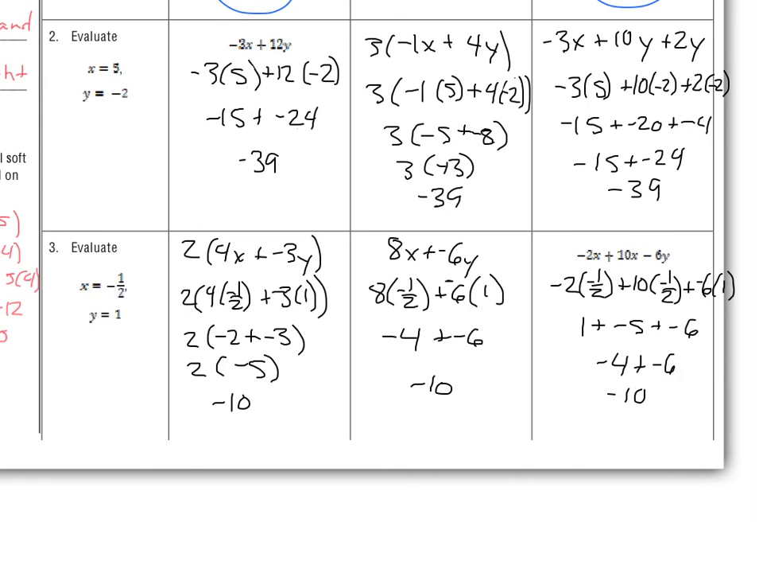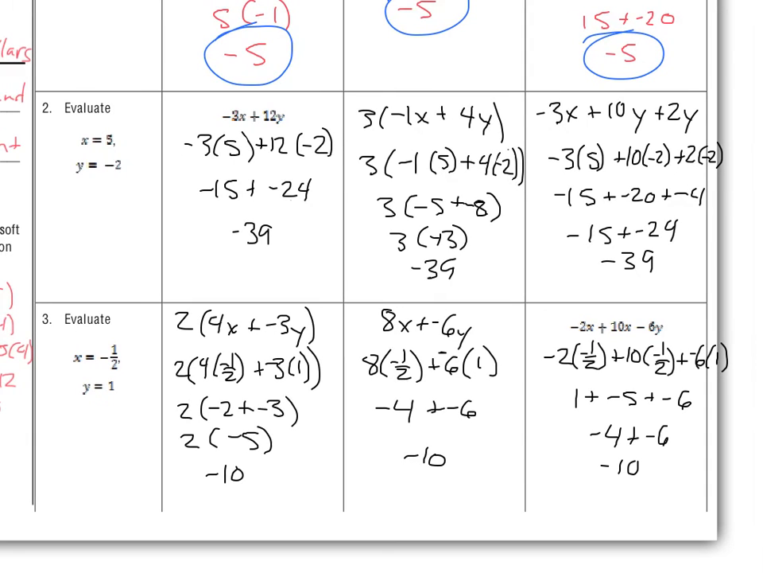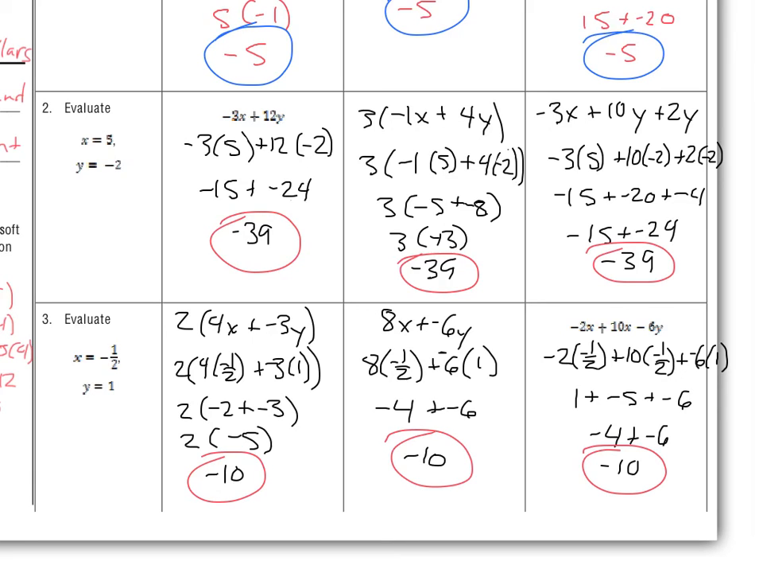So looking here, we have our final work. We should simplify all of these to get negative 39. All of these simplify to get negative 10. And that's how you can prove what you wanted.